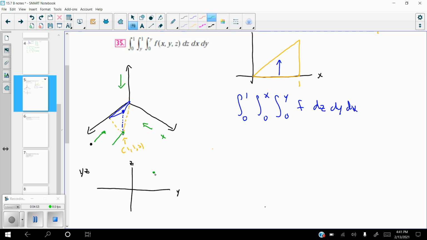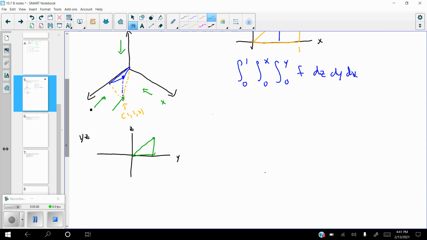So it's going to come straight down, and then it's going to be angled towards the origin. So it's going to look like this. So that's your projection down into the YZ plane. It's going to look something like that. All right, so let's set up our integrals.